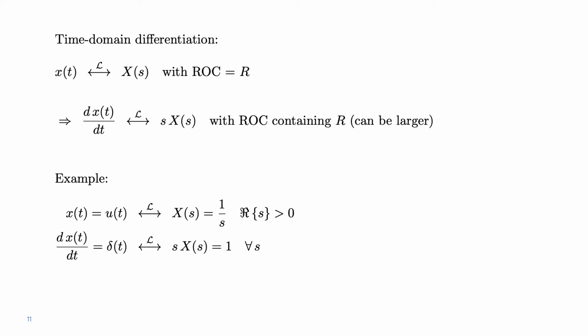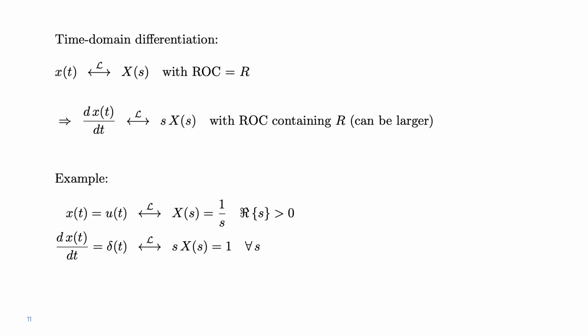As an example, we take x of t equal u of t. This is at the bottom of the slide. Its derivative is the delta, the ideal impulse. So they respectively will have Laplace transforms 1 over s for the step u of t and 1 for delta of t.